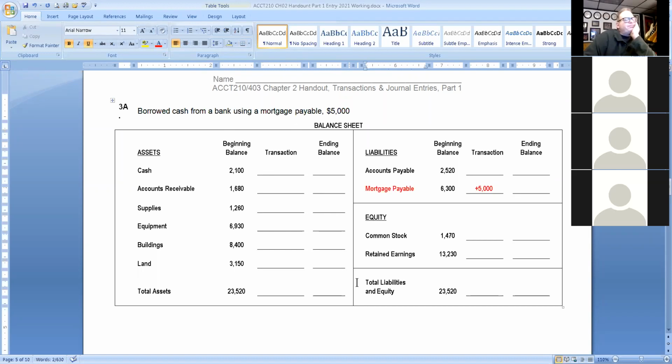And what else? Would cash go up? Yep. Yeah, and so you look at this and they say, well, wait a minute, we owe 5,000, that'd be negative. No, your cash went up. You borrowed the money. Now you have to pay it back. Your cash, when you first sign the mortgage or loan or whatever, is going to go up by the money you borrowed.